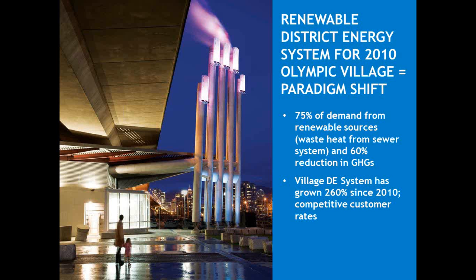But what we learned here was that by taking a district energy approach, we could effectively do large-scale renewable energy. We call it the neighborhood energy utility, which is serving the Olympic Village and has grown by 260% over the past 5 years. 75% of the energy demand comes from renewable sources, and there's an overall reduction in greenhouse gases for connected buildings of 60%. That system is primarily taking waste heat out of the sewer line. This is just across a small inlet from the downtown core, and there's a sewer line coming from the downtown core, and we have heat pumps that extract the excess heat from those sewers and use it to heat the entire neighborhood as it expands. The rates for consumers and customers are competitive with conventional energy sources.